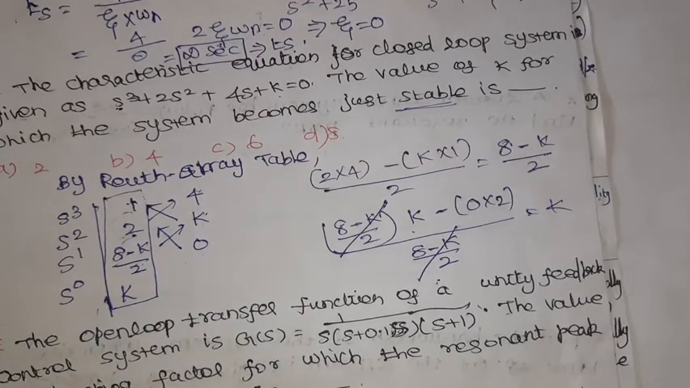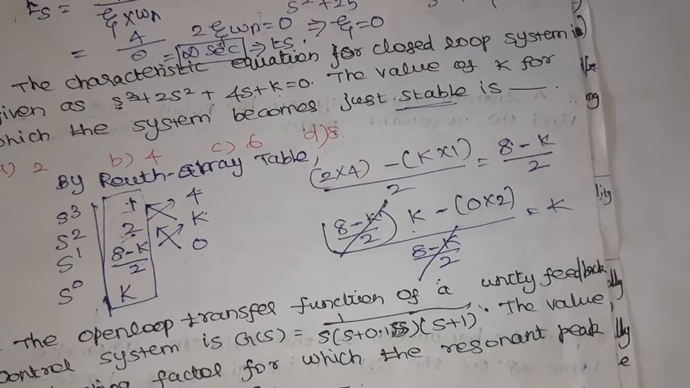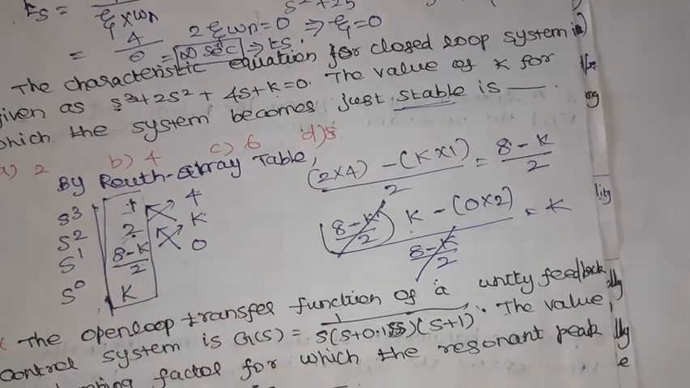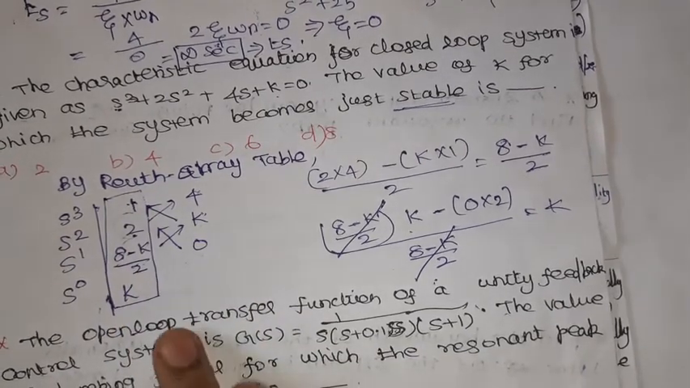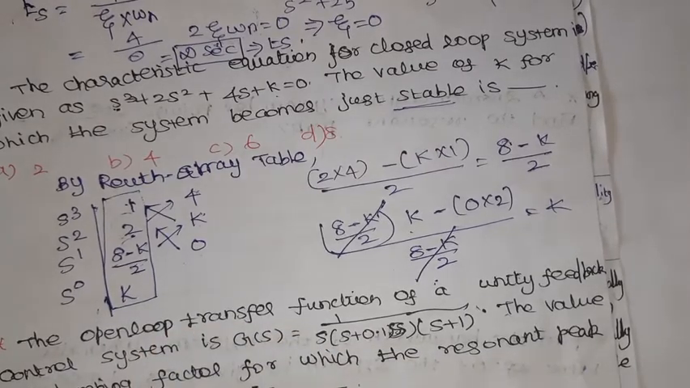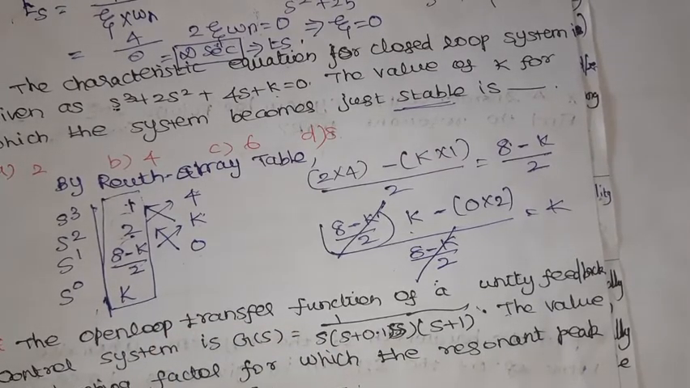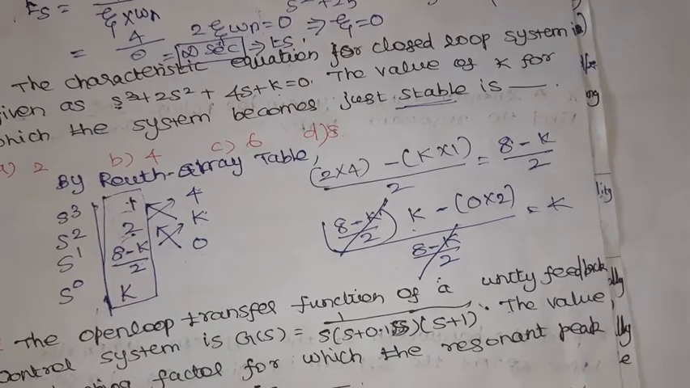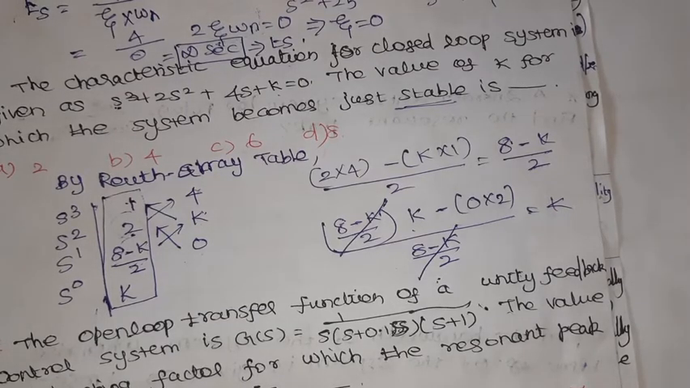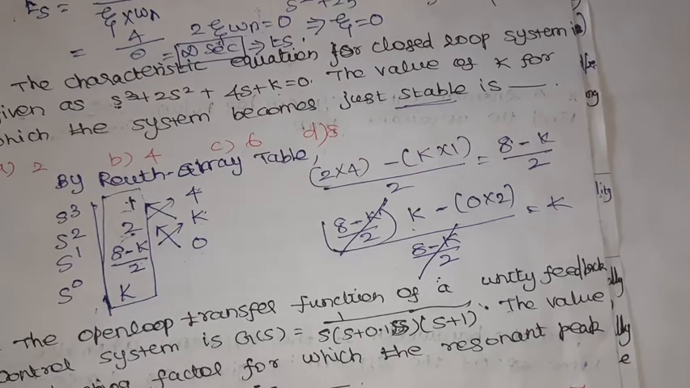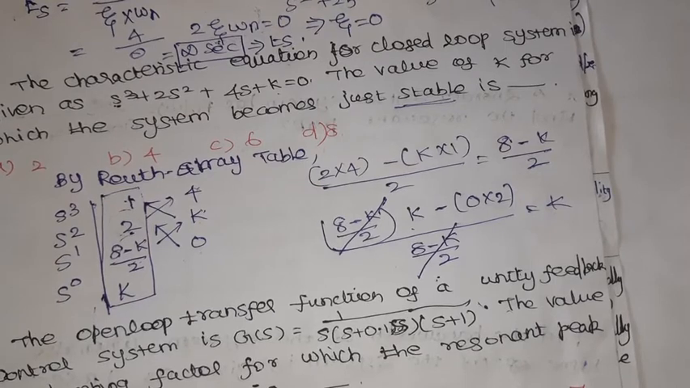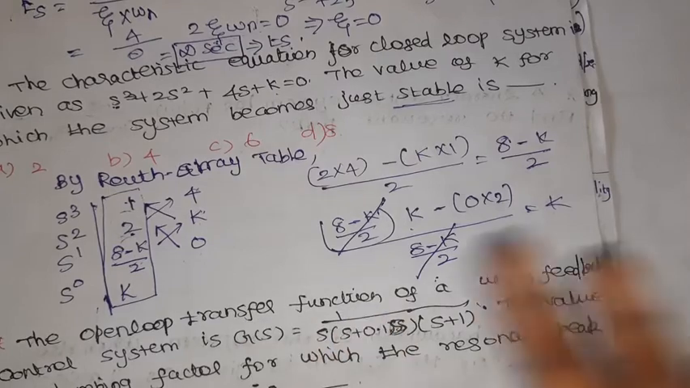If, for example, the number of sign changes in the first column is 2, it means that the number of roots located in the right half of the S plane is 2. The number of sign changes is equal to the number of roots in the right half of the S plane, which means the system is unstable. There should be no poles or roots in the right half of the S plane.